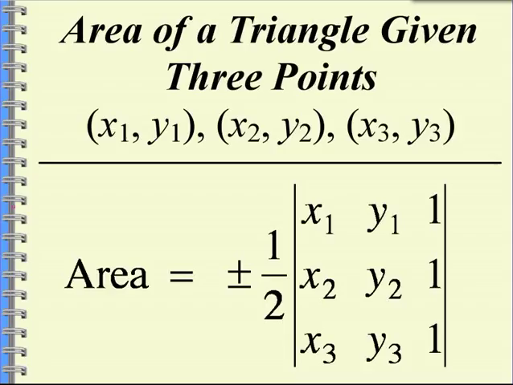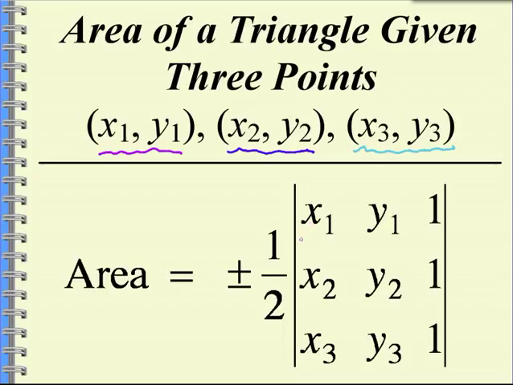So if you look here, I've got my first point, which is x1, y1. I've got my next point, which is x2, y2. And I've got my third point, which is x3, y3. Now how we're going to do that is we're going to write this using a 3 by 3 matrix, because that's what I can take the determinant of.